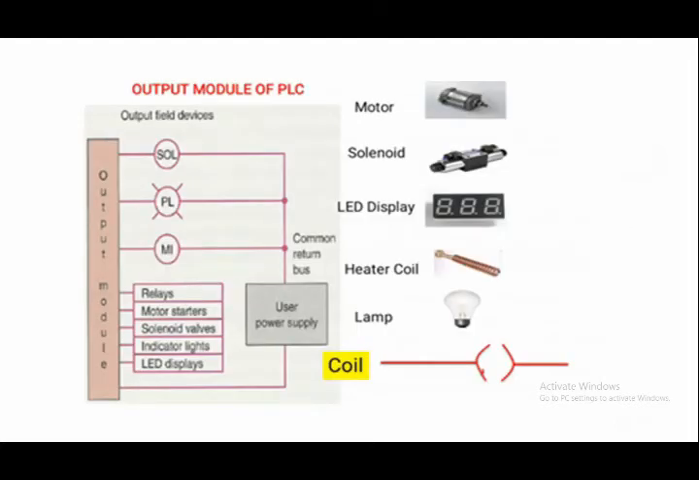As shown in the figure, the output module of a PLC has the following components: motor, solenoid, LED display, heater coil, lamp or coil. These components are used in the output modules.